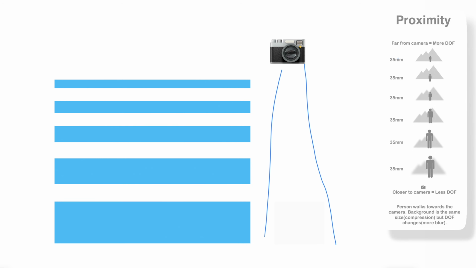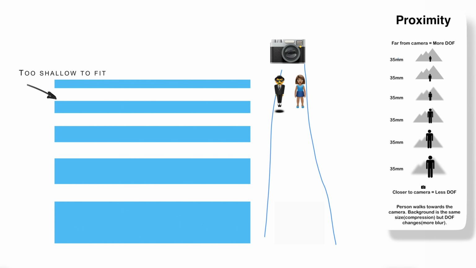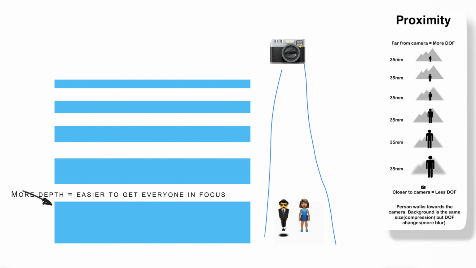And just remember, as the subjects come closer to the camera, the thinner your depth of field, even if the aperture stays the same. So maybe you want to shoot a group of people, but your depth of field is too shallow. Well, then maybe you have to get further away from the subjects. Either the camera comes back or the subjects go back, and then you have a thicker depth of field, and you can fit everyone and get them nice and sharp.